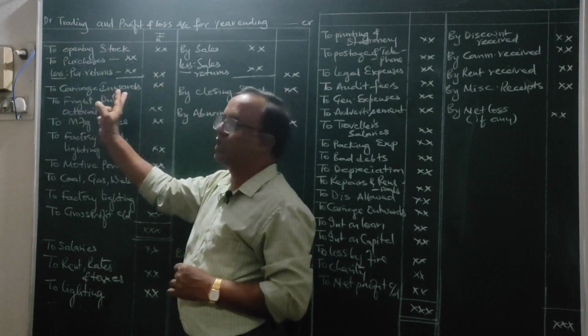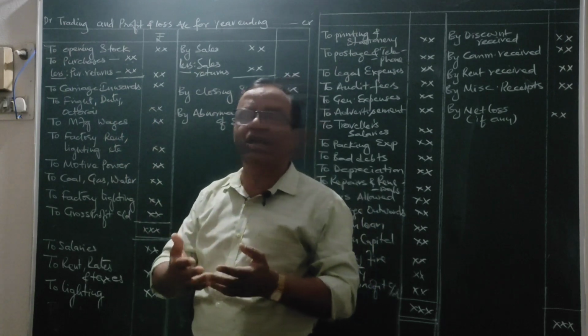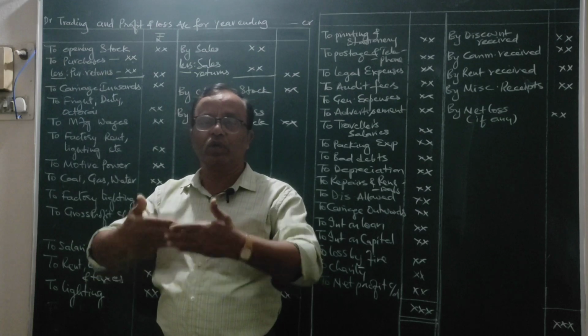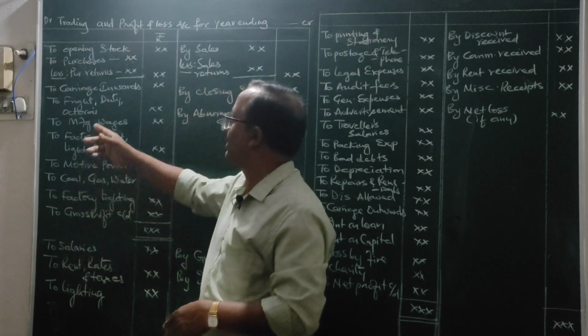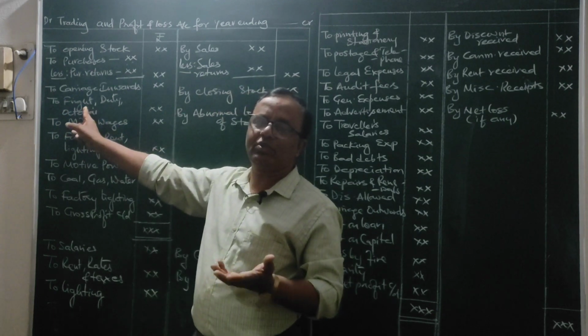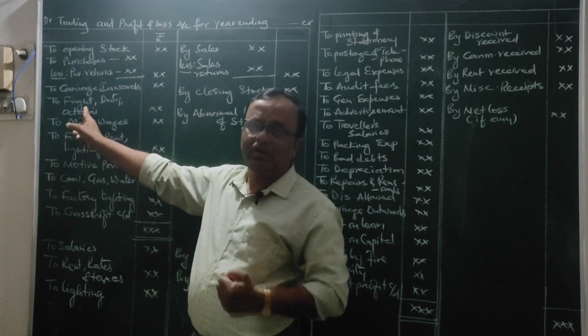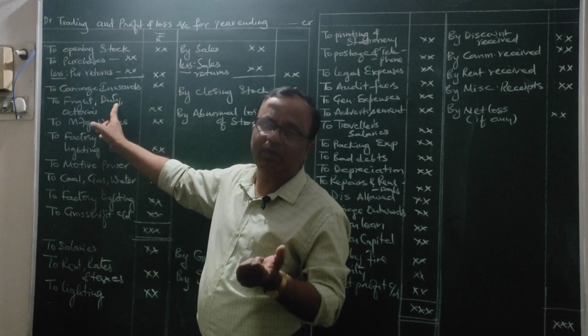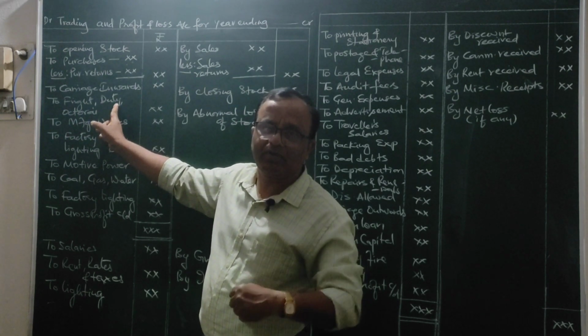Then again, to carriage inwards. Carriage inwards means to carry those particular goods to your place of business. Whatever expenses you have incurred, they are called carriage inwards, direct expenses. Then again, to freight. Freight is nothing but the charges incurred for transportation. Then again, duty. These are the taxes paid while the goods are being imported from a foreign country.